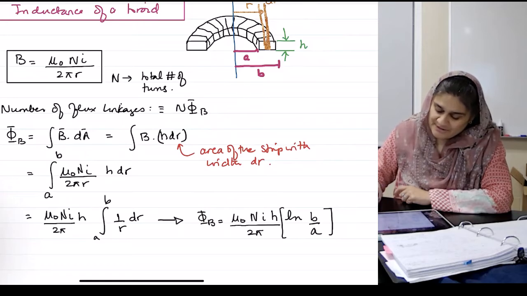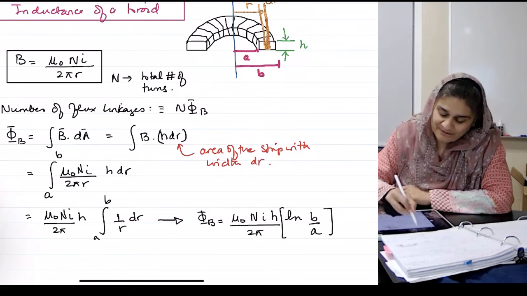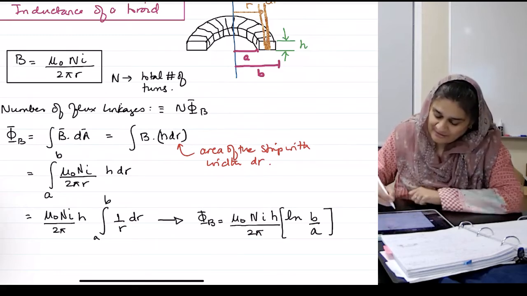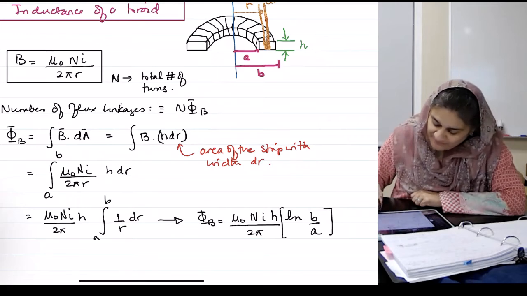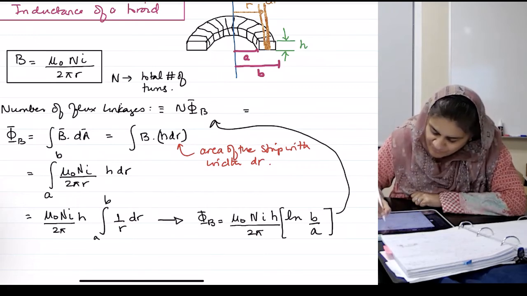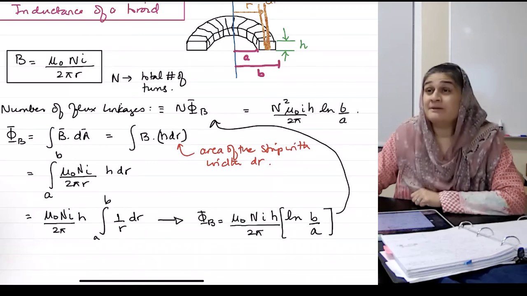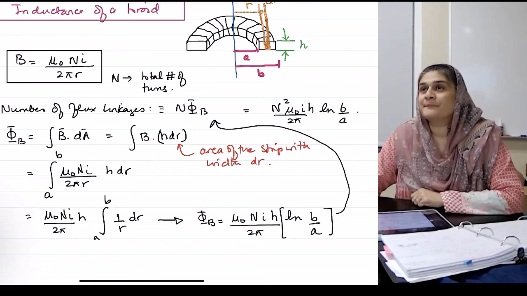So that means in order to make it the number of flux linkages, I multiply both sides with N to give me N squared mu naught I H over 2 pi log of B over A.